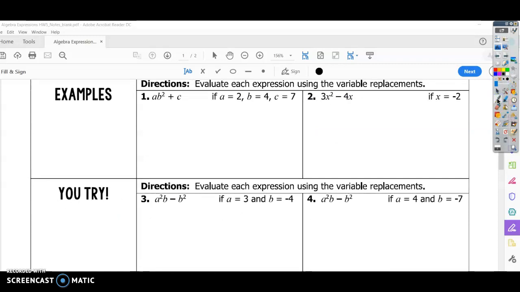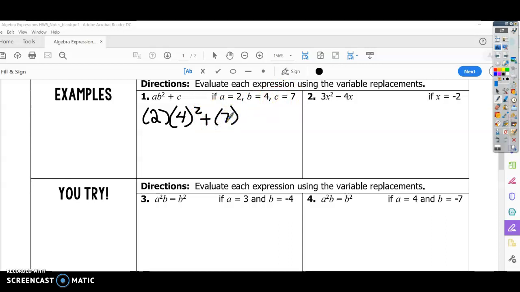All right, example 1, evaluate each expression using variable replacements. The first thing I'm going to do is say in place of A, I'm going to put a 2. I'm going to put it in parentheses because that's what it says to do. I'm going to substitute 4 in place of B. B is squared, so I'm going to square 4. And then plus C. In this case, C is 7.